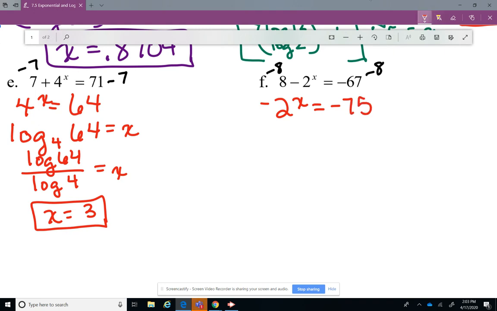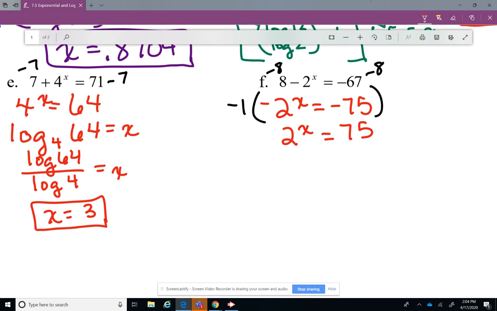Now you see that negative out in front of the 2. We've got to get rid of that. So we're going to multiply everything by negative 1. All right, when we do that, we basically just get rid of the negatives because there was a negative on both sides. So we have 2 to the x equals 75.